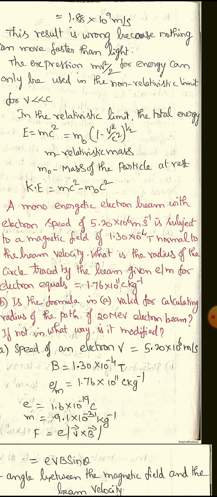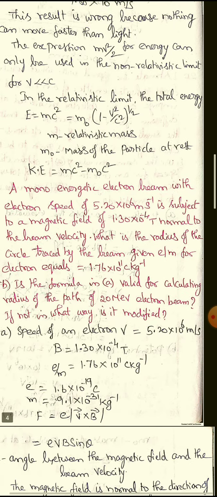The B question is: is the formula in A valid for calculating the radius of the path of a 20 milli electron volt electron beam? That is, can the same formula used in A be used for the second one? If not, in what way is it to be modified? The first part we can do now. Speed of an electron v is equal to 5.20 into 10 to the power of 6 meter per second.